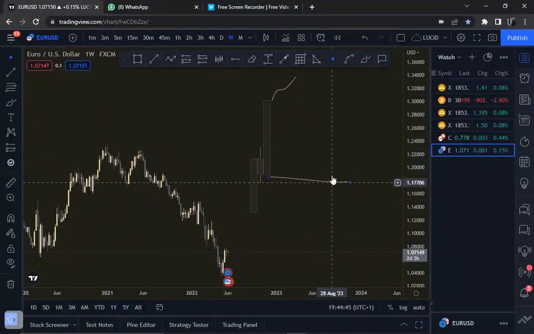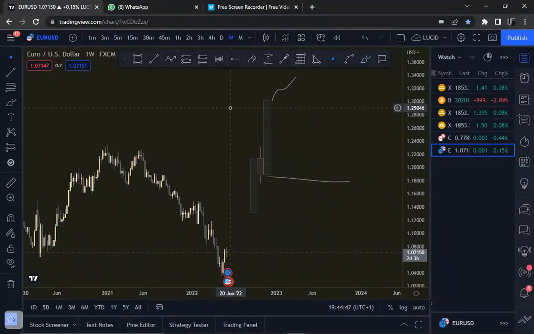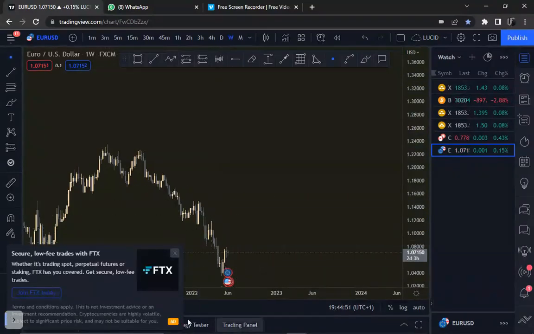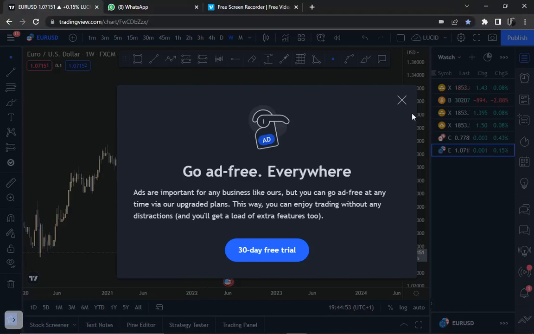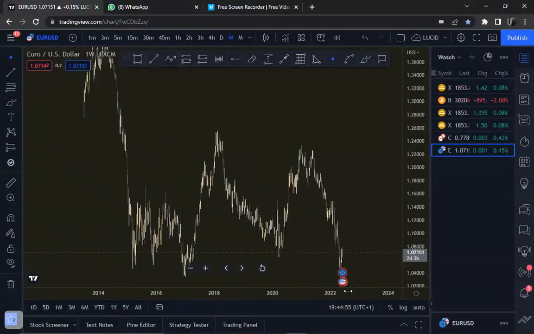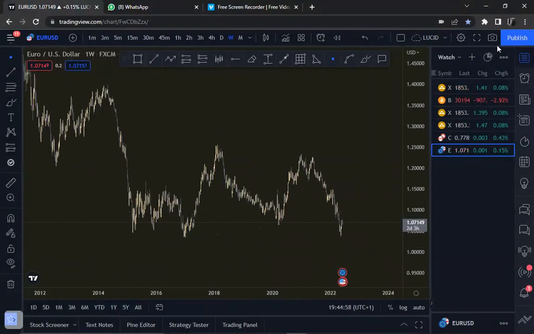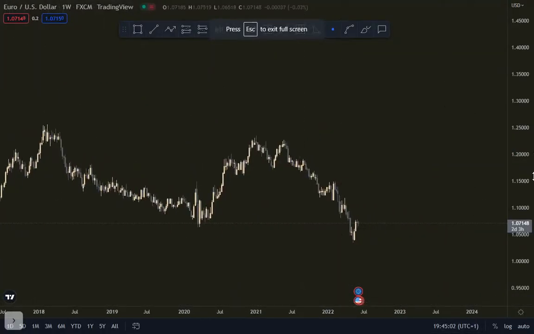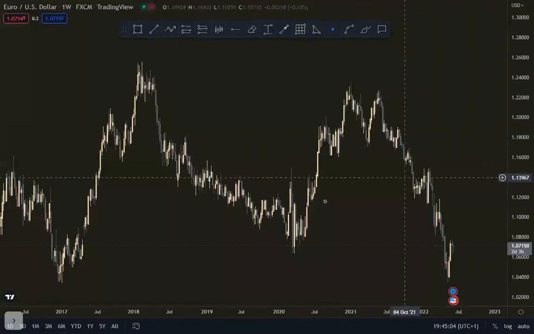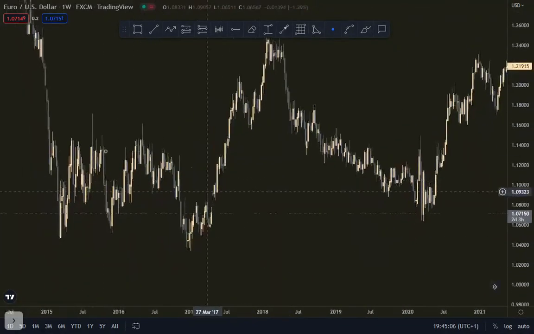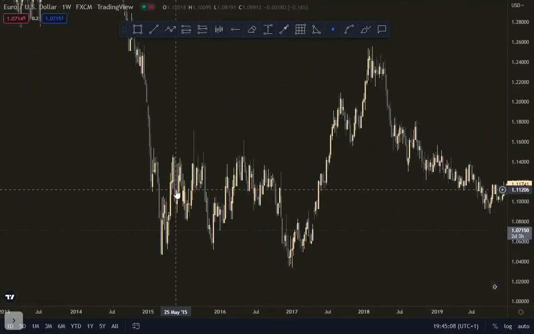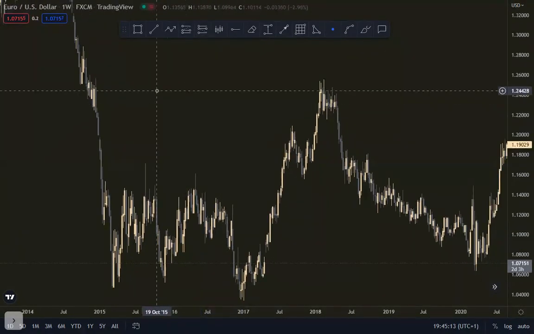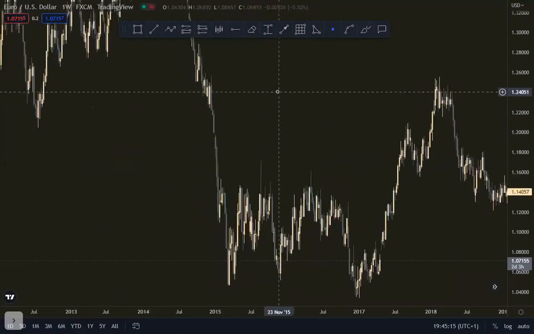So let's just take this out. Let's dive straight to the charts. Let me zoom this out for a little bit. Looking at this chart, what do you see? You see candlesticks, right? Well, these candlesticks mean different things.